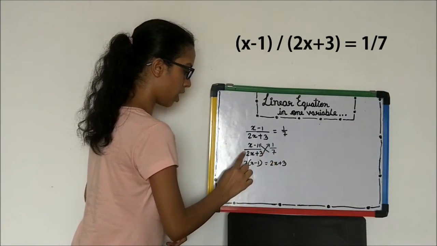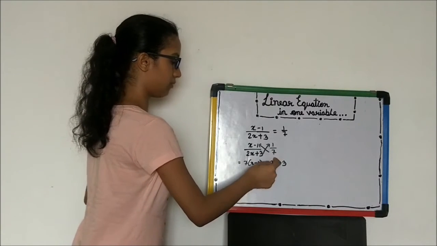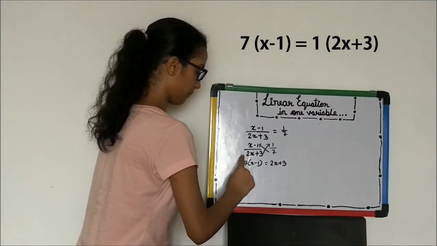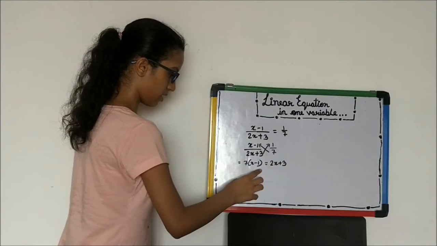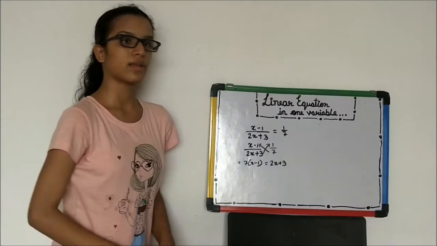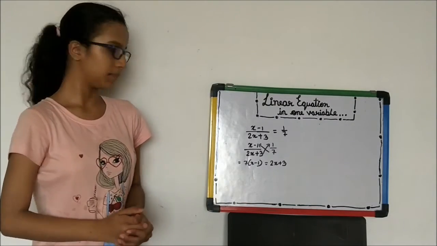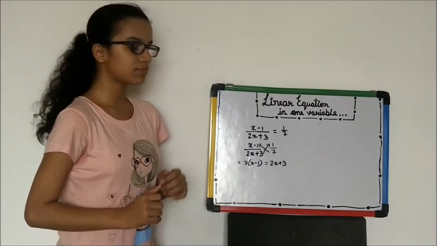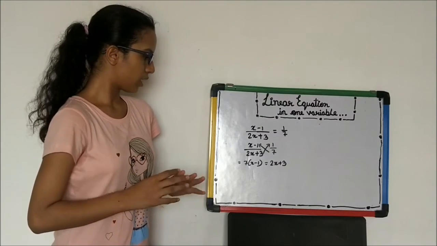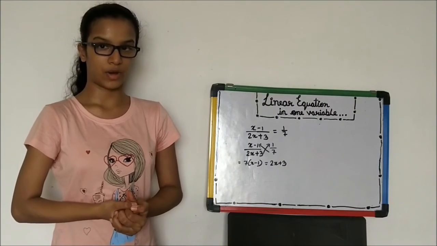x minus 1 upon 2x plus 3 equals 1 upon 7. 7 will be multiplied by x minus 1 and 1 will be multiplied by 2x plus 3. So now 7x minus 7 equals 2x plus 3, because here is 1. So we have brought it into a linear form and then we can solve it easily. So let me tell you that this process is known as equations reducible to linear form. It is very interesting and I think now linear equations have become our friends, right?